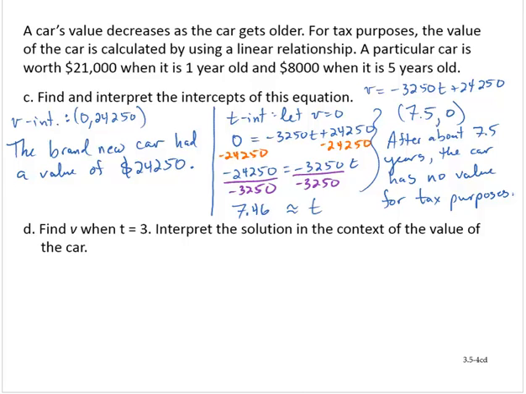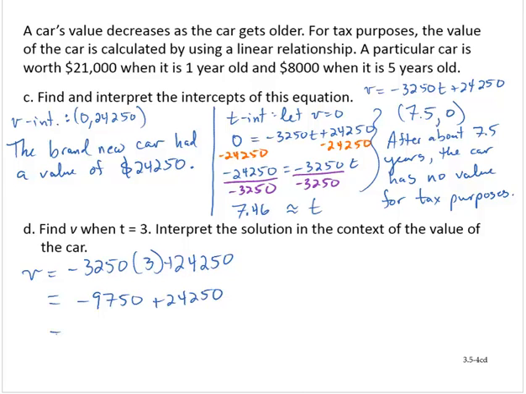Find v when t equals 3. Interpret the solution in the context of the value of the car. All right, so if t equals 3, then v would equal negative 3,250 times 3 plus 24,250. That would be negative 9,750 plus 24,250. Going through that calculation would give me 14,500.